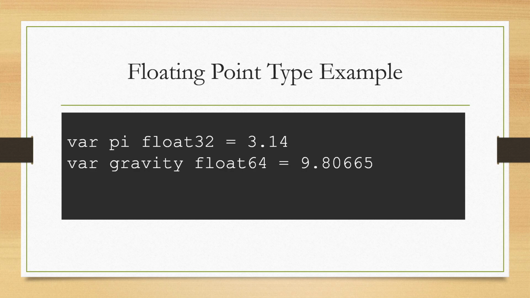So let's talk about the floating point type example in Golang. Here we have defined two variables, float32 with pi and float64 with gravity. Now let's take an example of real world code.